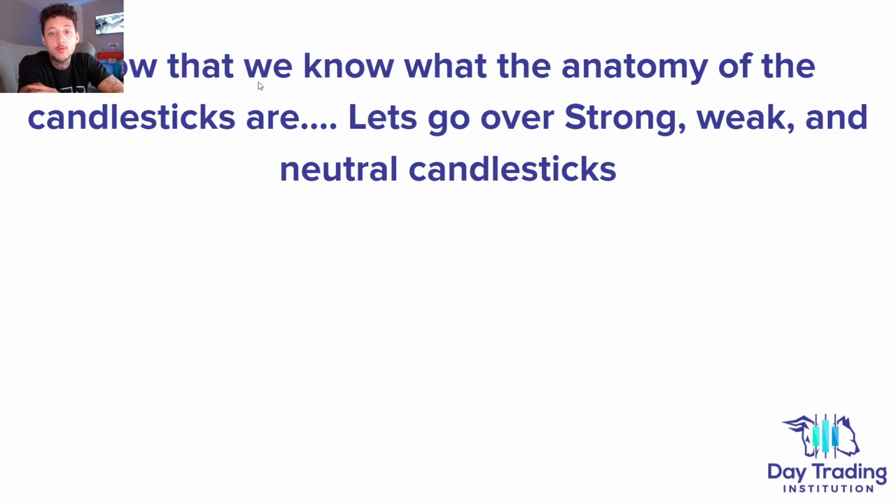Now that we know what the anatomy of the candlesticks is, let's go over strong, weak, and neutral candlesticks. We're going to be able to use this information to identify entry points in the market. By identifying if a candlestick is strong, weak, or neutral, we can look for potential reversals, see if the trend is still holding with momentum, and see if a level of resistance or support may break. Overall, we need to be able to identify if a candlestick is strong, weak, or neutral, so that it can only benefit us with our trading later on.